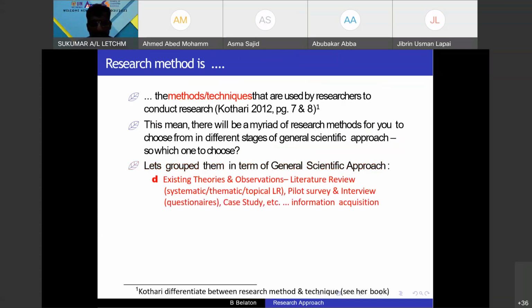Let's group them in terms of a general scientific approach. Normally we talk here about what I mentioned earlier in the earlier diagram. Existing theory or observation we get from the literature review. There are a lot of ways of doing a literature review. Normally you go by the typical way. But what I'm going to teach in this course, with help from my student Humair, is something very new.